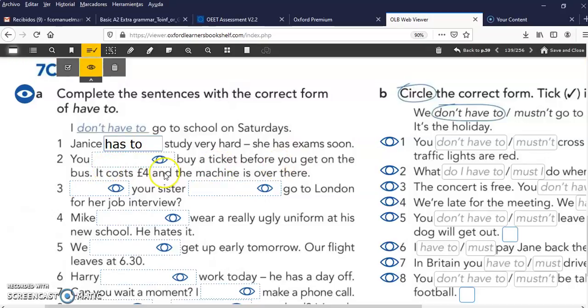You buy a ticket before you get on a bus. Okay, tengo que parar. Bye bye.